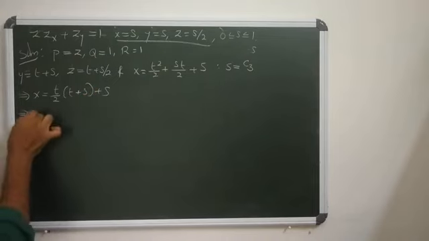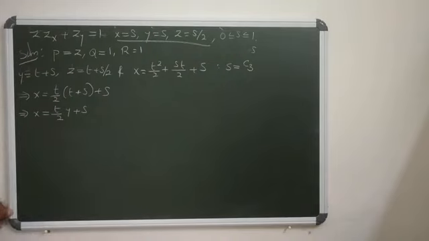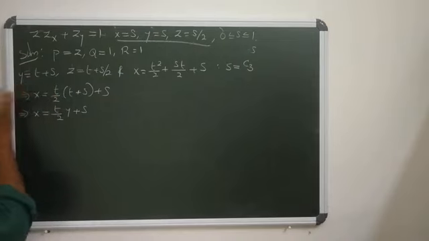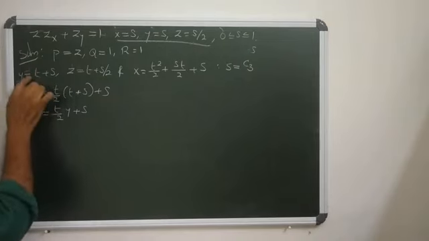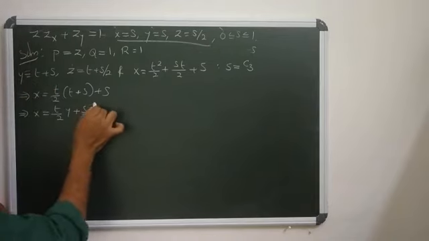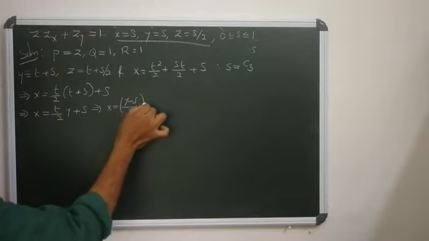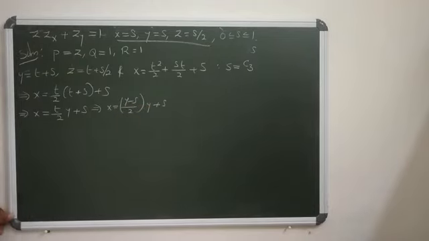That means x equals t by 2 into, what is t plus s? It is y plus s. Okay, so x equals t by 2 into y plus s. But what is t? From here, t equals y minus s. So that means x equals (y minus s) by 2 into (y plus s).